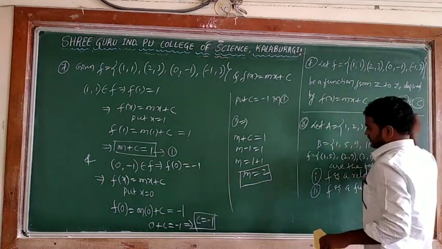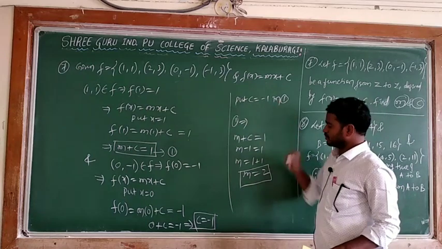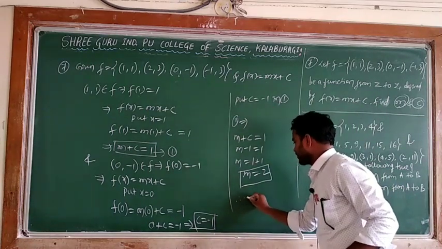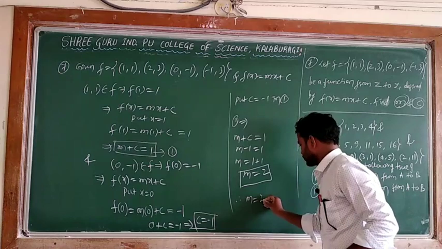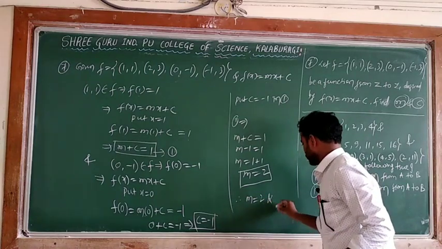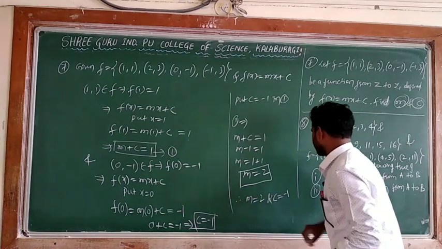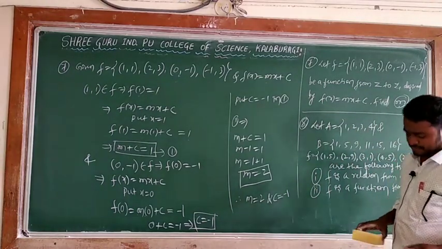The m value and the c value. I have m value 2 and c value minus 1. Therefore, m is equal to 2 and c is equal to minus 1. This is about the 7th one.